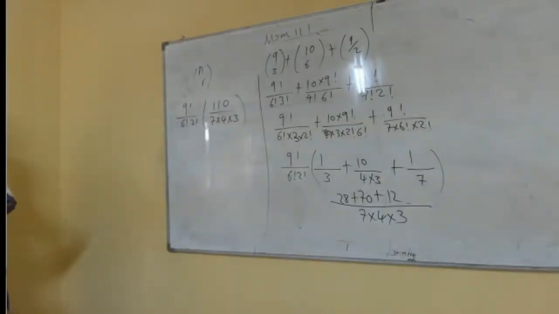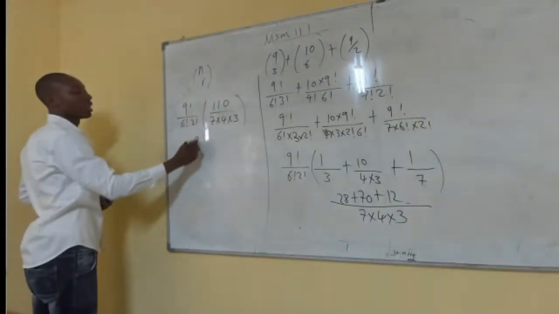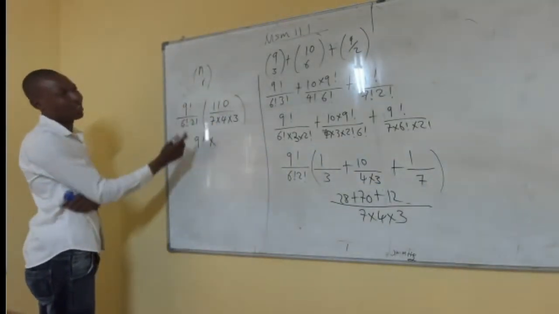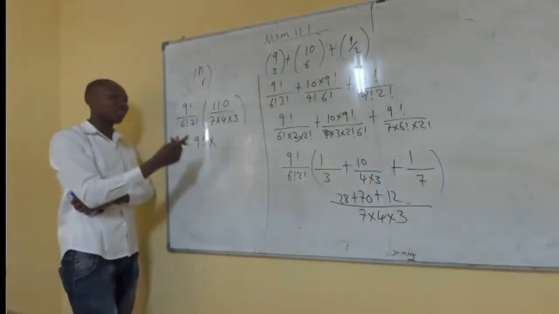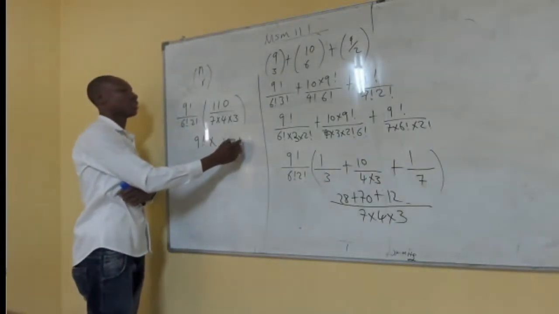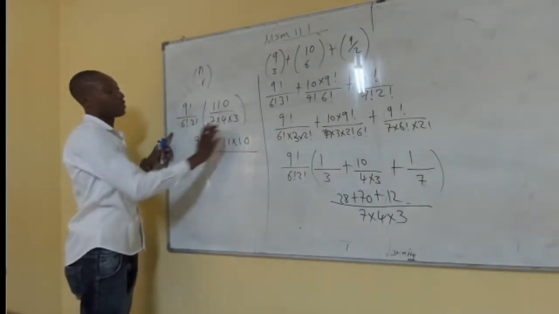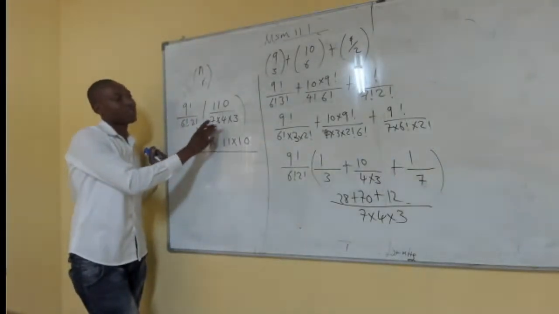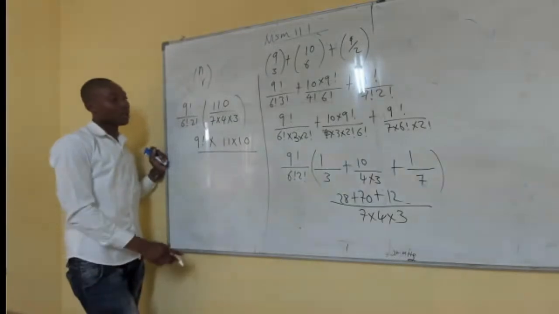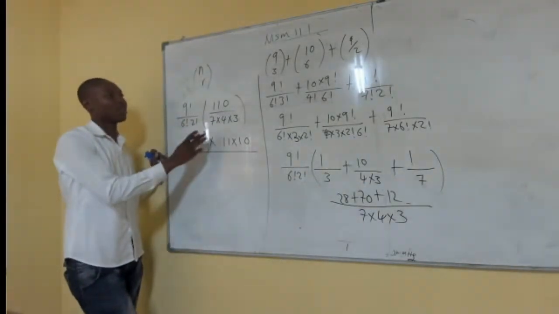Then from here, we're going to split these two: 9 factorial multiplied by, what is 11 times 10? Two numbers that you can multiply to give you 110, 11 and 10, okay? Then we have the denominator being 6 factorial, 2 factorial, 7 times 3 times 4. Now I'm going to rewrite the denominator, because I'm multiplying.